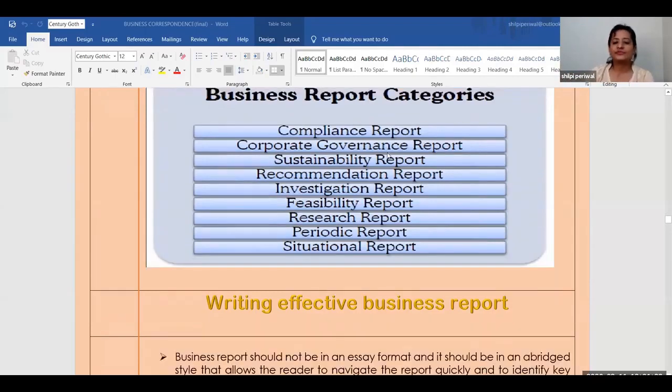Now, what are the various types of business report? Compliance, corporate governance, sustainability. All of you know who makes a corporate governance report? Corporate governance report is made by which person? CS. So all of you future company secretaries sitting over here, you are the people who would be making this corporate governance report, okay?